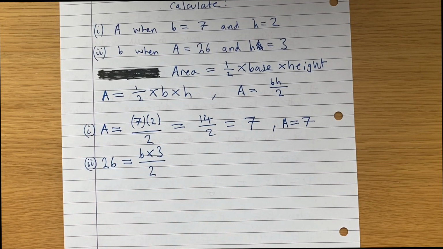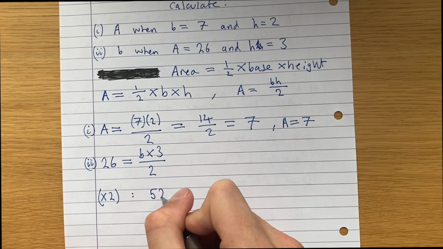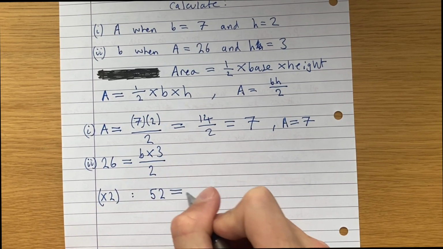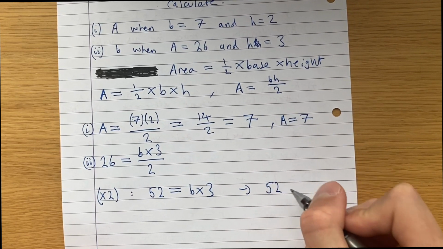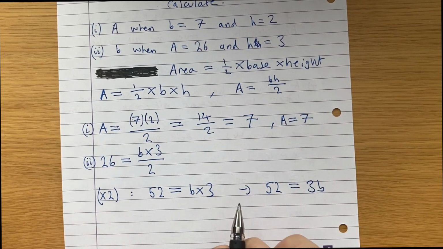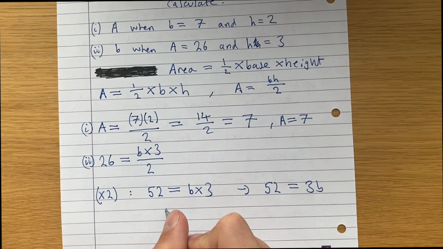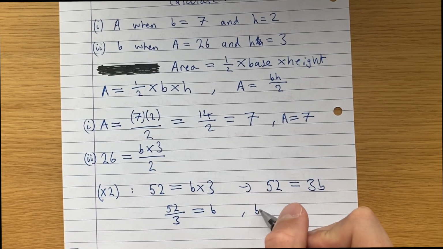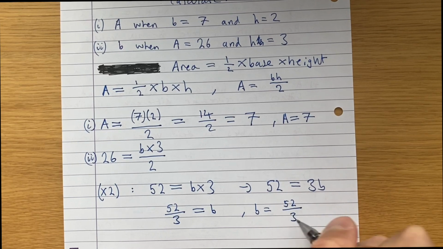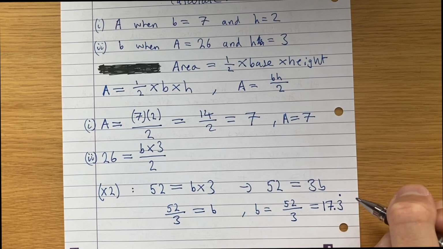Just as we did in the last video, what you do to one side you must do to the other. So if we times both sides of the equation by 2, we get that 52, which is 26 times 2, is equal to b times 3, or more simply, 52 equals 3b. And now, if we divide both sides of the equation by 3, we get that 52 divided by 3 is equal to b. And there's our answer. b is equal to 52 divided by 3, which I think is 17.3 recurring.